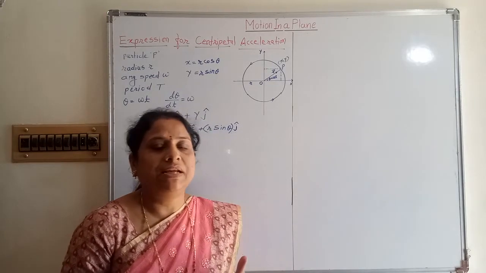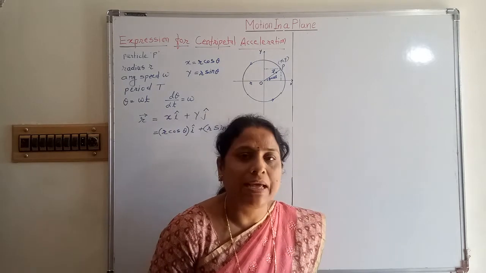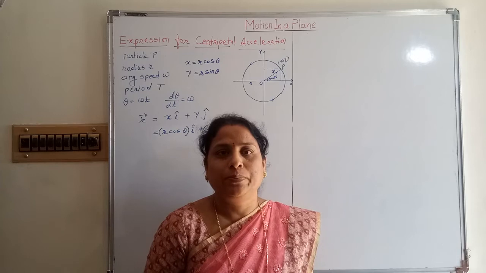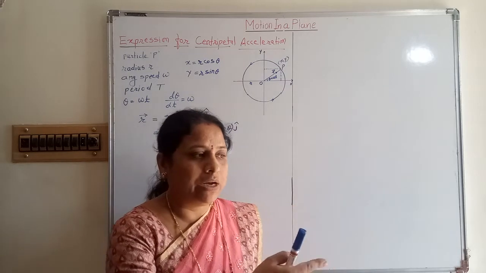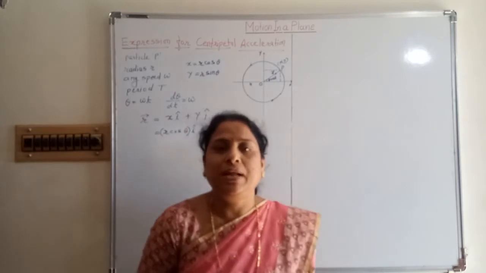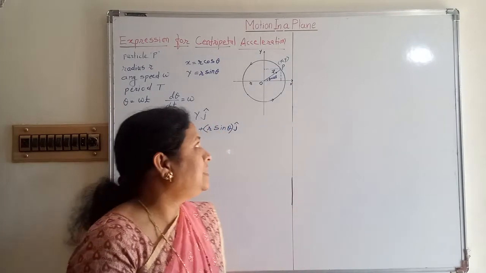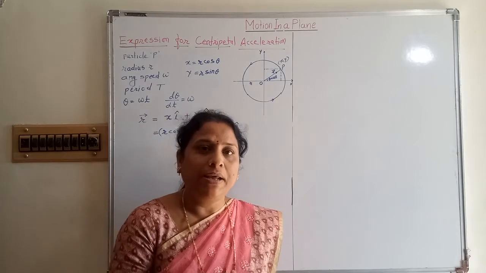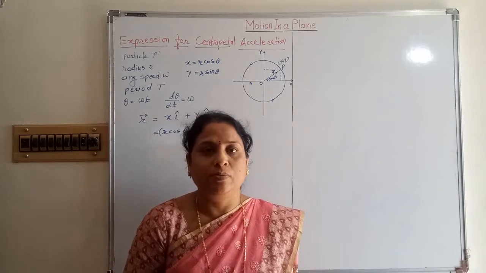Now, we know what centripetal acceleration is. Centripetal acceleration is the special acceleration in uniform circular motion. When an object performs circular motion, centripetal acceleration is necessary. That centripetal acceleration is always directed along the radius and towards the center of the circle.